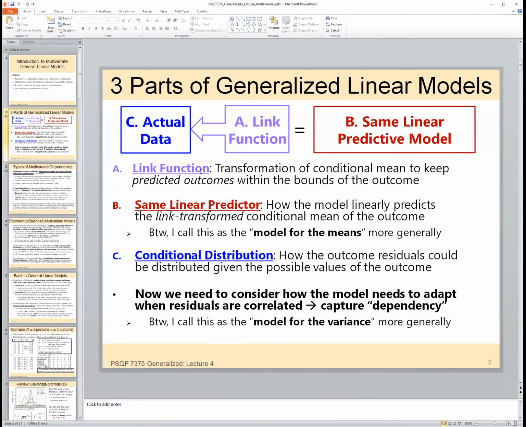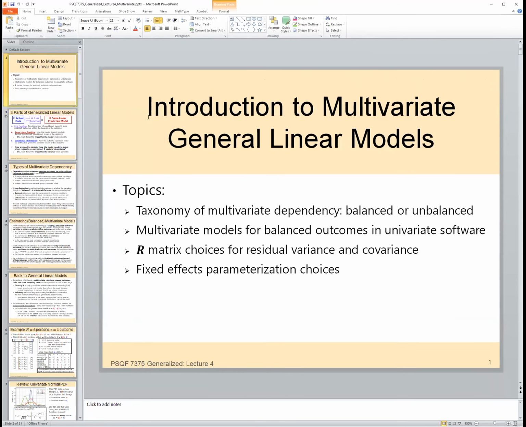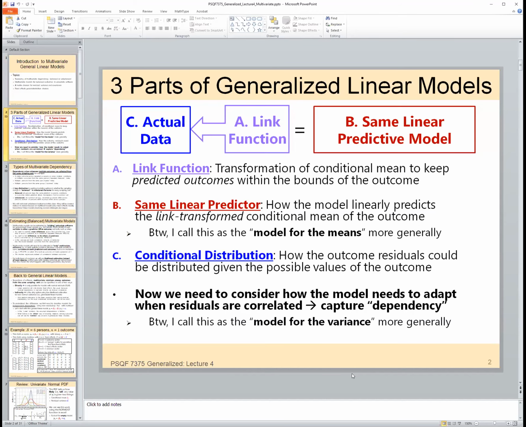So the goal of the rest of the semester then is to take everything that we've learned in terms of how to model any kind of outcome and translate it into modeling any kind of outcome multivariately. So that requires introducing some new vocabulary and concepts as to how multivariate models are structured, when they're needed, etc. And so we will start there. So here we go, slide 2 of lecture 4.